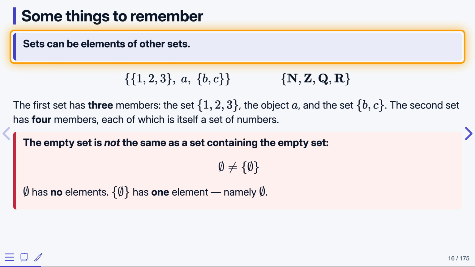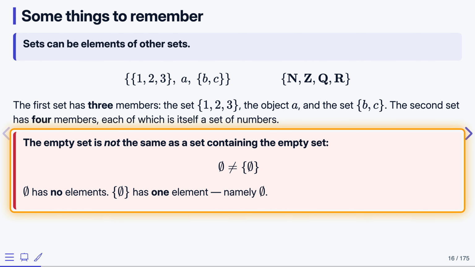The second example is a set whose 4 members are N, Z, Q, and R. Each one is a famous set of numbers. Now the second reminder, and please be careful here. The empty set is not the same thing as a set that contains the empty set. The empty set has 0 elements, but the set with curly braces around the empty set has exactly 1 element, and that element is the empty set. One is empty, the other is not.